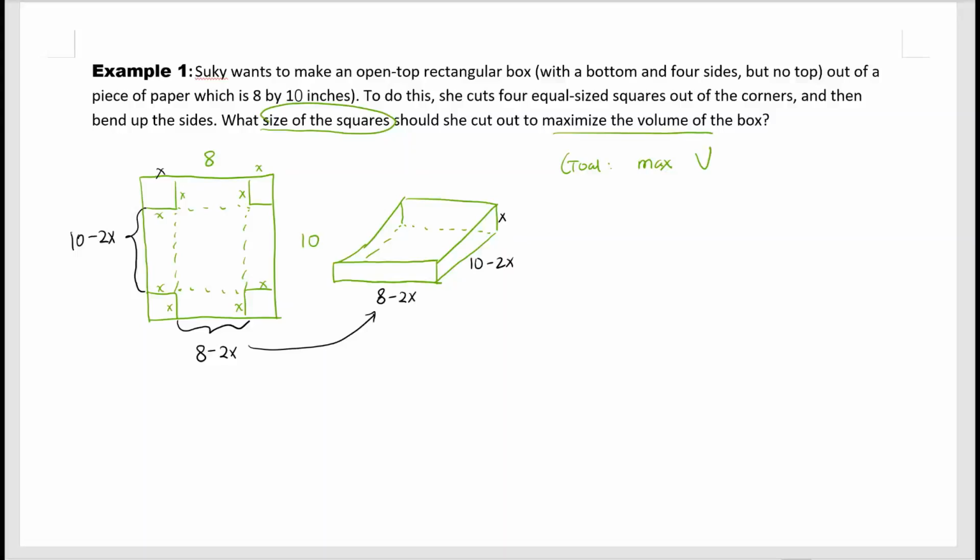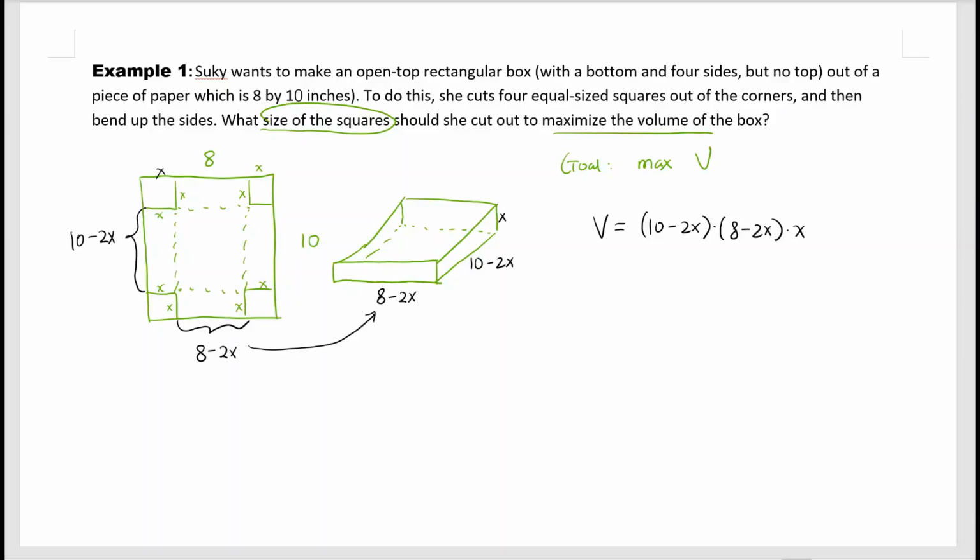Can you imagine? I strongly recommend you get a piece of paper, cut the corners, and bend up the sides. Then you can see it. So we get a rectangular box. What is the volume? It is length times width times height. See, this is a function of one variable, x.